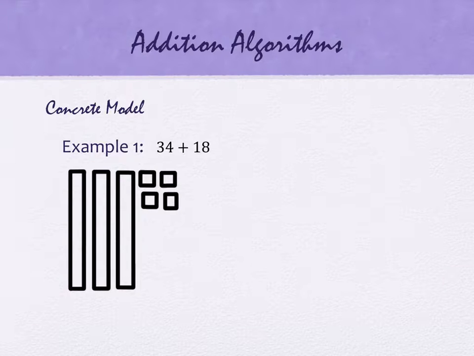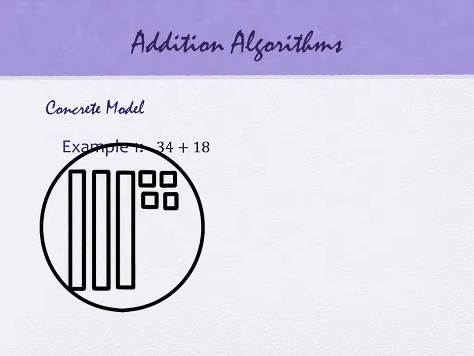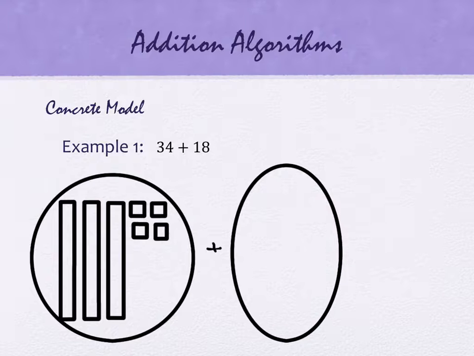Okay, so we have this one grouping of things. It's kind of running into my question, so maybe I'll move that down a little bit. And we're adding to that another group. And the other group will have in it how many longs? 1 long. And how many units? 8 units.